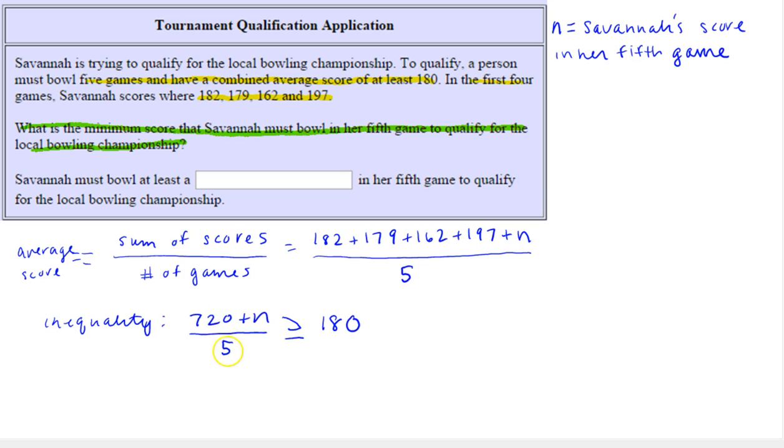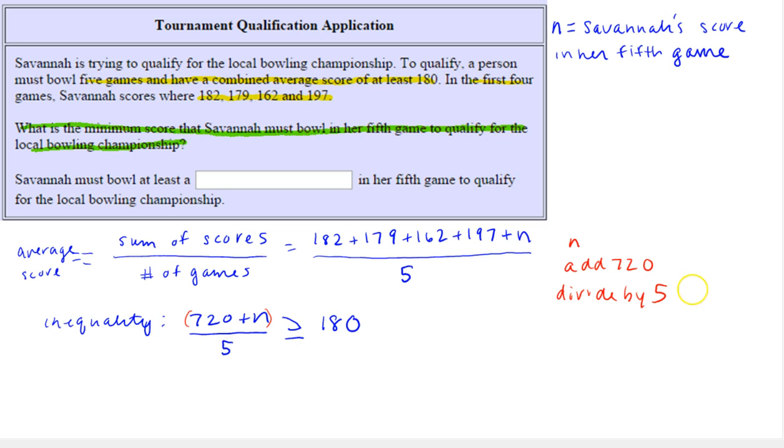Notice it may be tempting to divide the 720 by 5 immediately, and we actually could do that, but notice that the N, this entire expression, is actually divided by 5. I like to think of it as there are invisible parentheses here. So to solve this, we have 720 plus N, all divided by 5, is greater than or equal to 180. So the process here was take N, add 720, and then divide by 5. So that's what this expression represents.